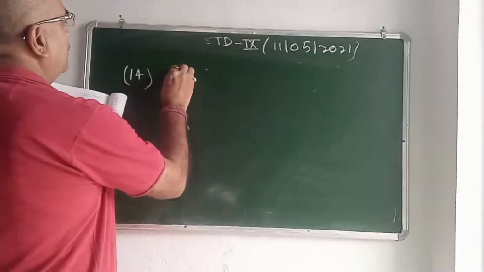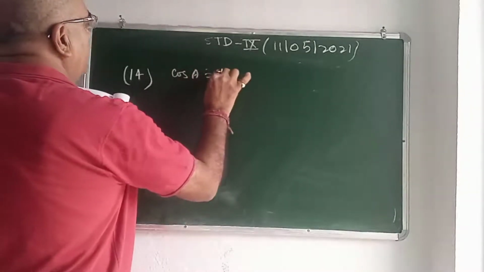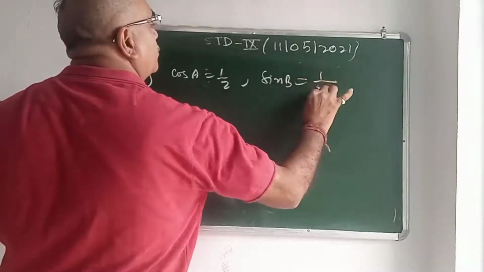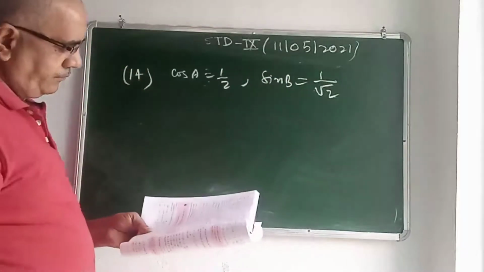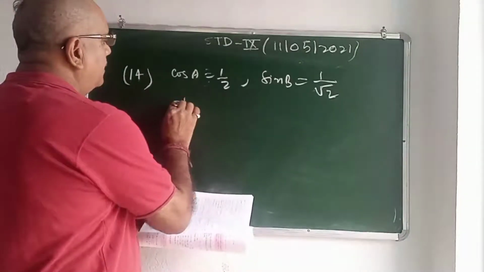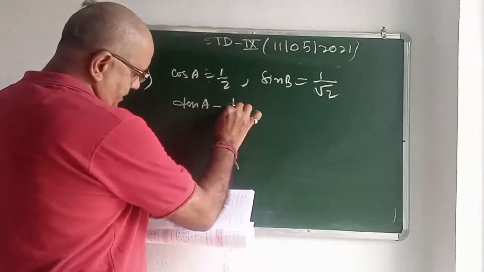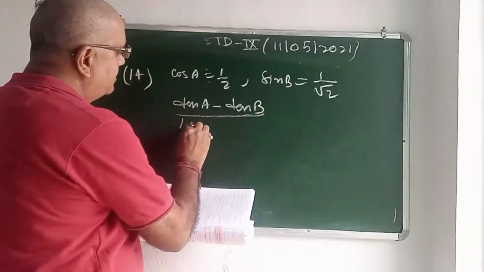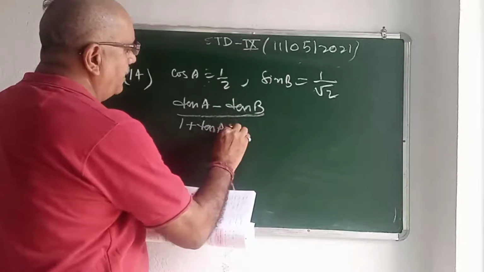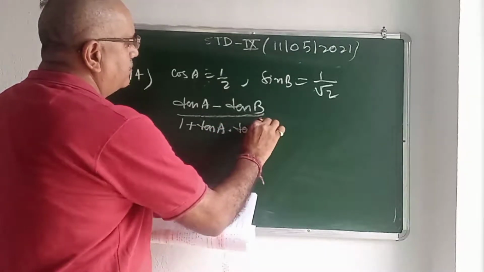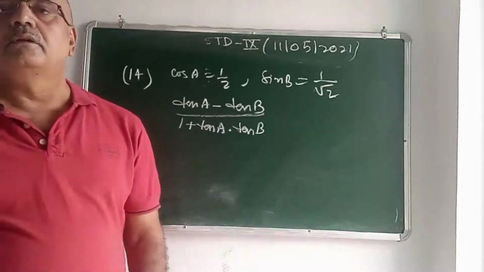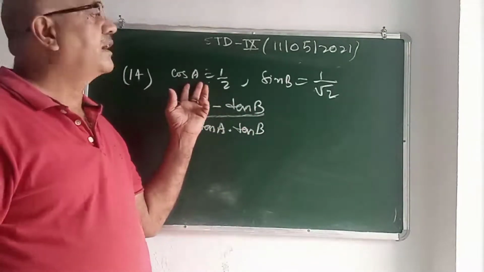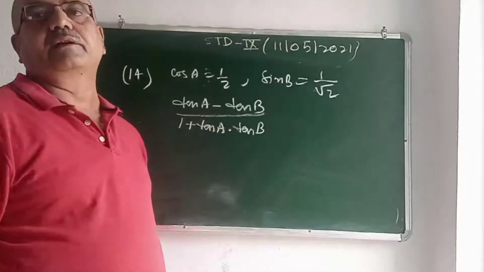Now, cos A is equal to 1 by 2, sin B is equal to 1 by root 2. Then you have to find (tan A minus tan B) by (1 plus tan A into tan B). For this, make one right angle triangle, for this make another right angle triangle. Both are different.